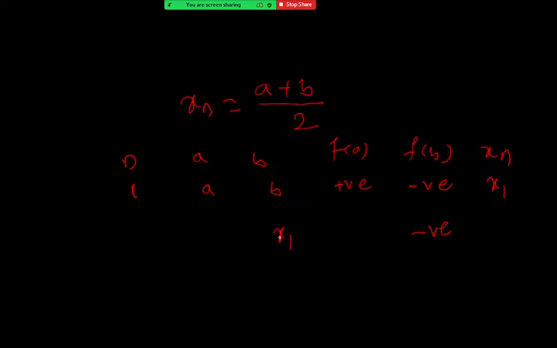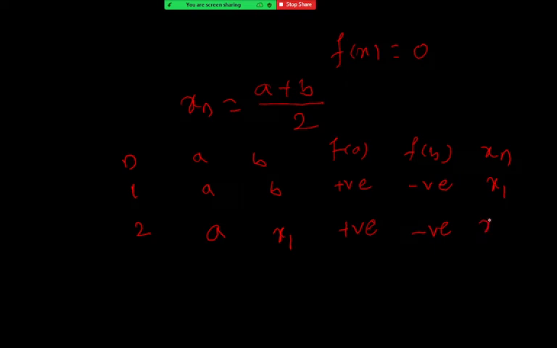Why is b replaced by x1? Because f of x1 is negative there. How do we get f of x1? You already have the function f(x). In this f(x), you have to replace x by x1 only, and calculate it. So a will be as it is. This is the second iteration, and this is obviously positive as it is.